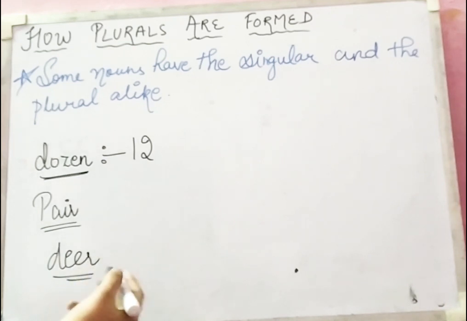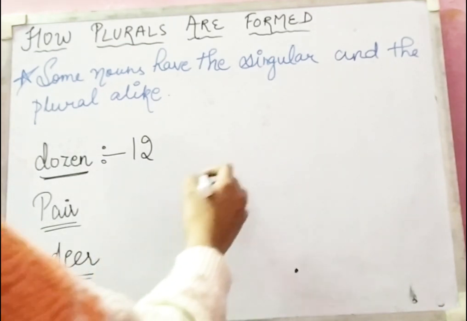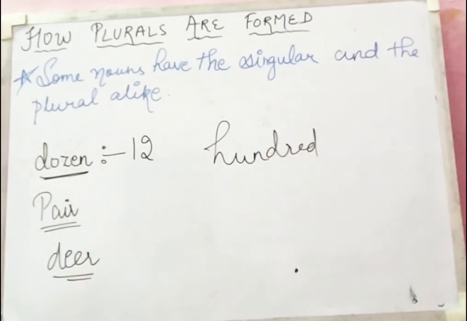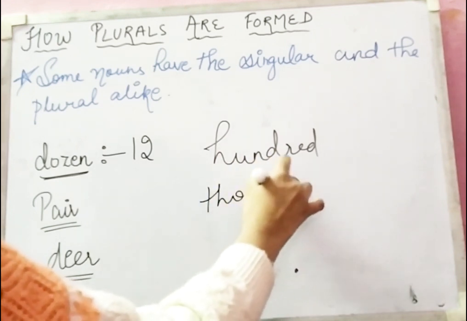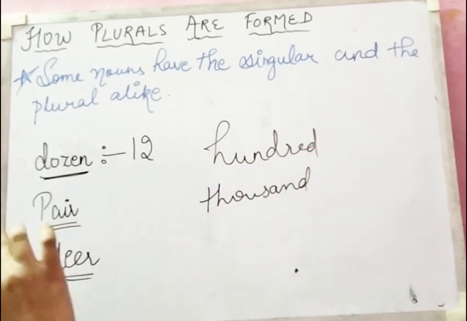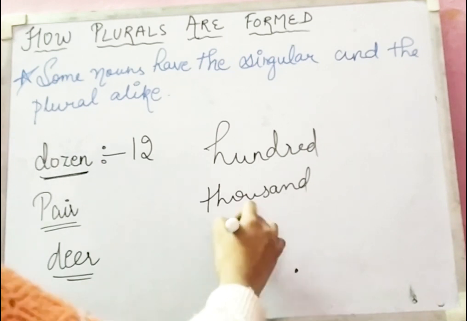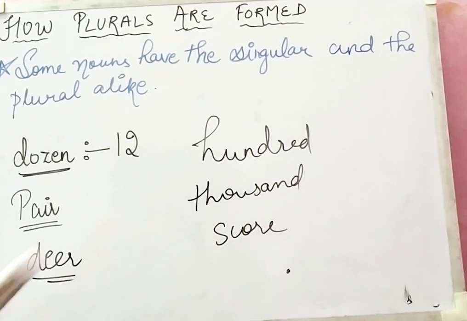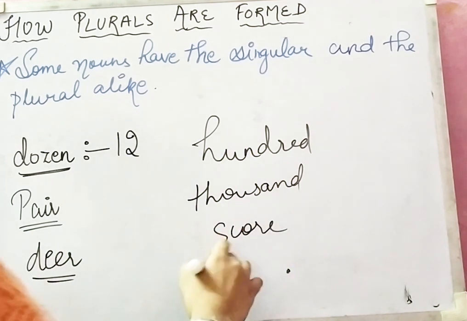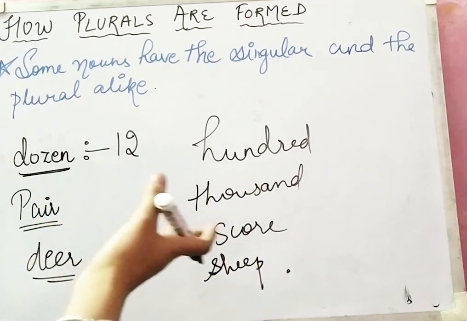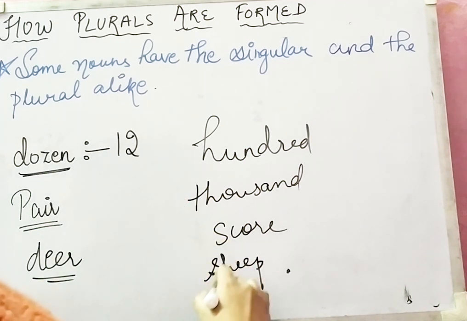Similarly, we can take one or two more examples, like 100. You all know 100 consists of 100 only, not more than that or less than that. Similarly 1000, you can't say more than 1000 or less than 1000. And you can say score. Similarly, we can take more examples, like sheep, and many more also, like species. So these are all examples of this concept only.